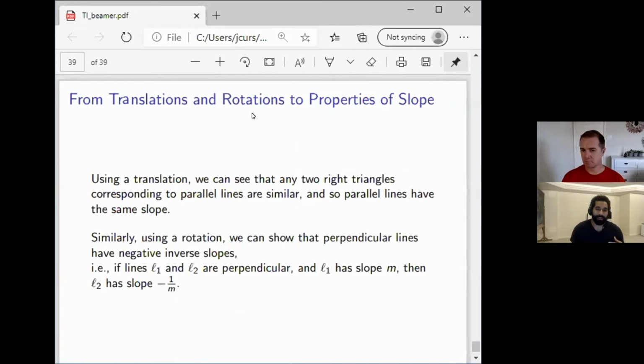if we try to use a rotation, maybe we can do something with perpendicular lines. And I argue that if two lines are perpendicular, meaning they intersect and they form a 90-degree angle, I think that the slopes of those two lines are negative inverse of each other. So if one line has slope m, I think the second line has slope -1/m. Okay.